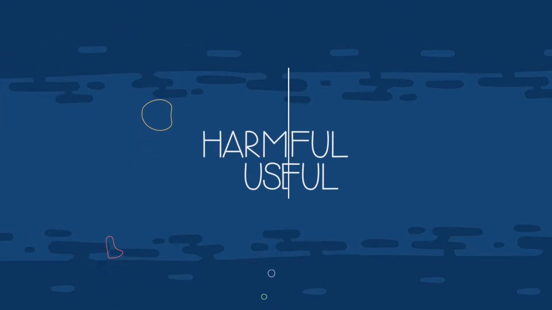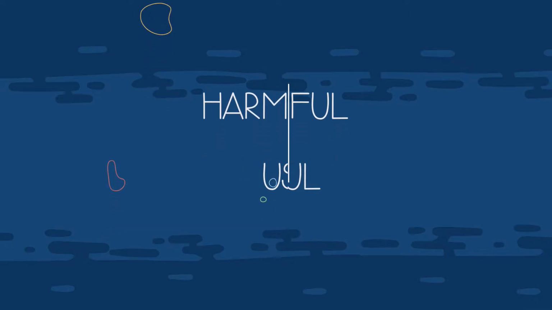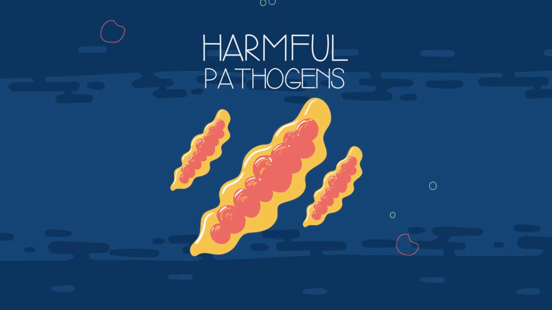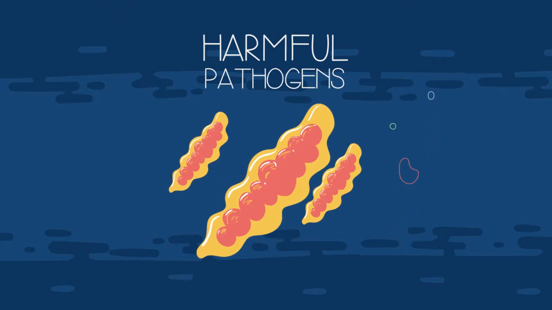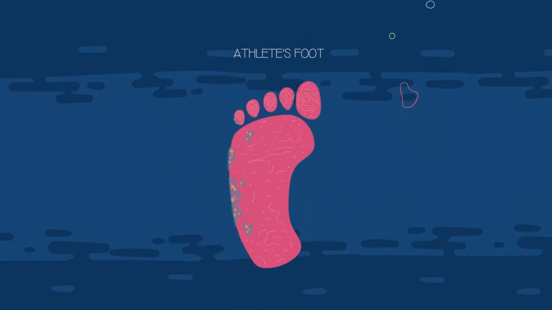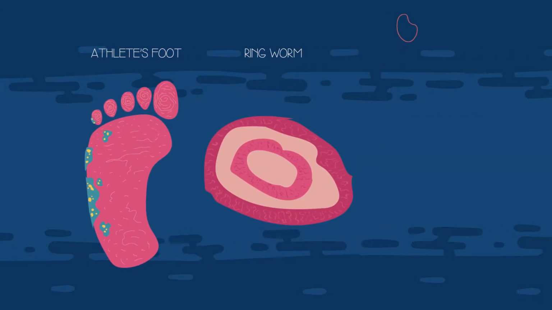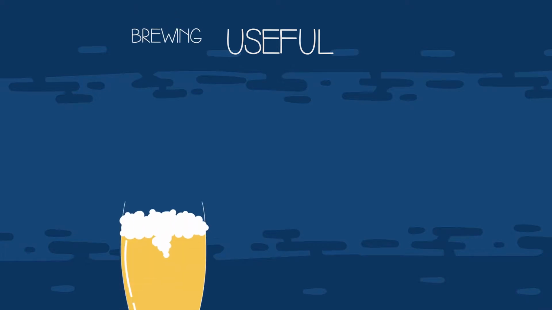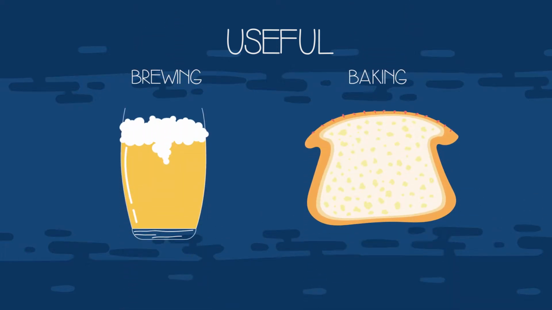Fungi can be both harmful and useful. Harmful microorganisms are called pathogens. They cause diseases. Examples of harmful fungi include those that cause athlete's foot, ringworm, and potato blight. An example of a useful fungus is yeast, used in brewing and baking.